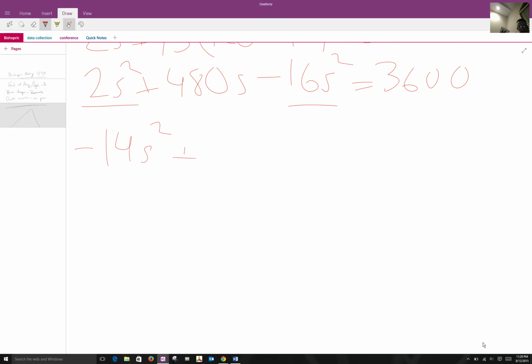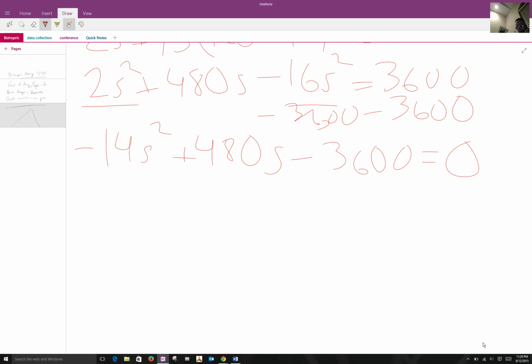And let's say we move this 3,600 over to the other side, just because we want this in standard form. So we're probably going to want to use the quadratic formula. So we've got minus 3,600 as our constant, and that's all equal to 0. Once again, our coefficients are A, B, and C here, and let's get to the quadratic formula once again.